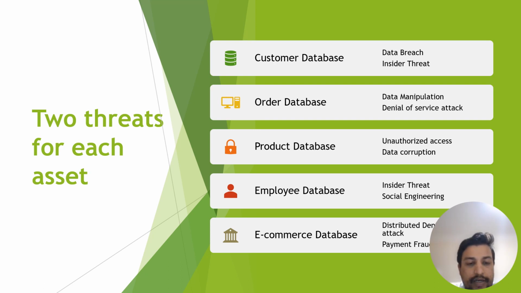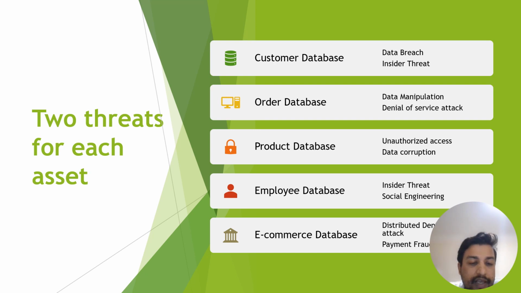On the order database, the first threat can be data manipulation. An unauthorized person gains access to the order database and changes the order details, like changing the price and product quantities, which can lead to financial loss for SportX. Another one is a denial of service attack, in which cyber criminals can use a DoS attack on the order database server, causing unavailability and disrupting the process of order and fulfillment.